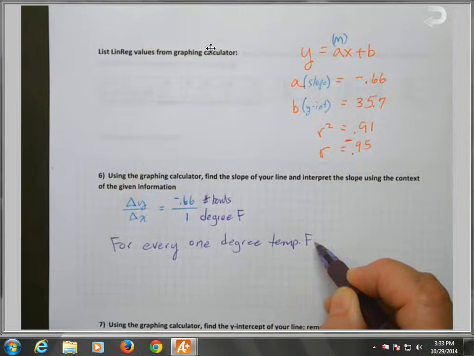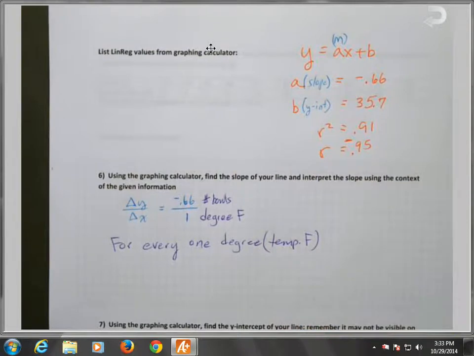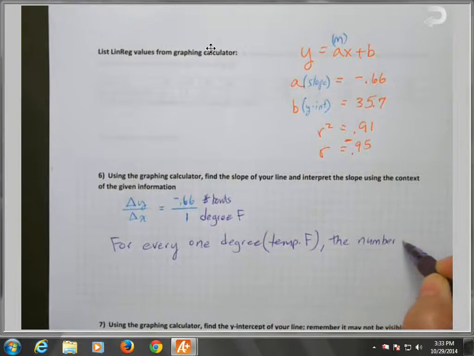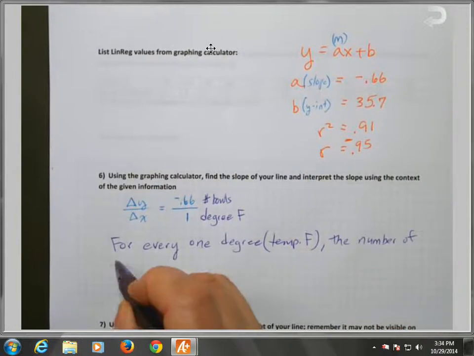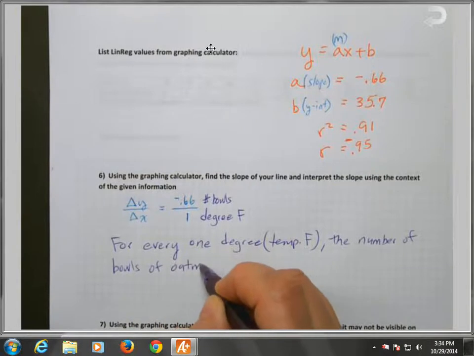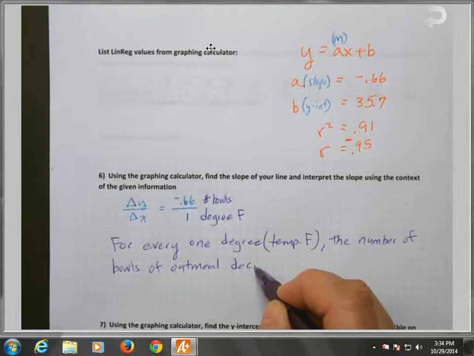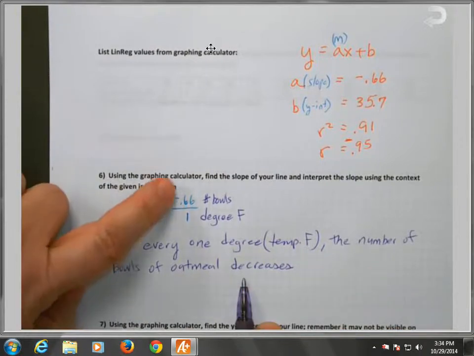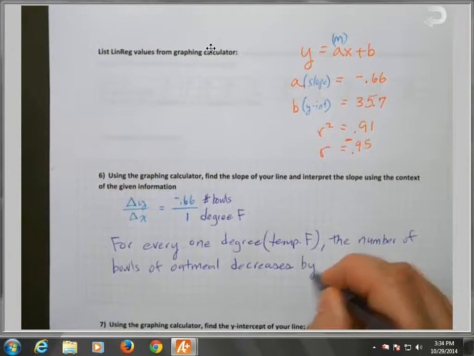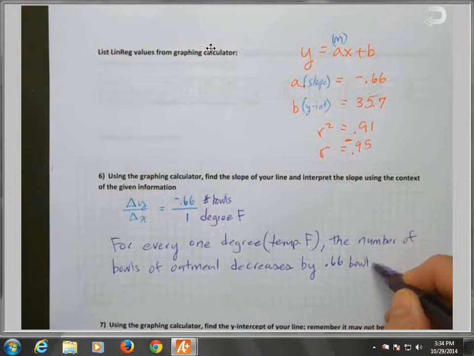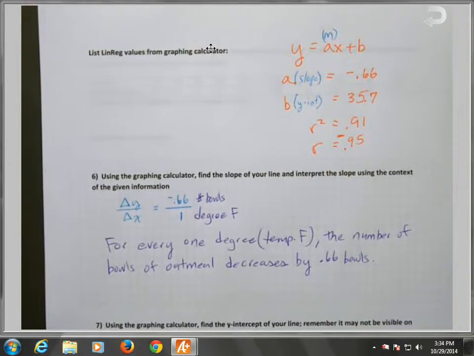You could put that in parentheses. For every 1 degree, the number of bowls of oatmeal decreases, okay, that decrease is what our negative sign is saying, by 0.66 bowls. So for every 1 degree of temperature, the number of bowls of oatmeal decreases by 0.66.